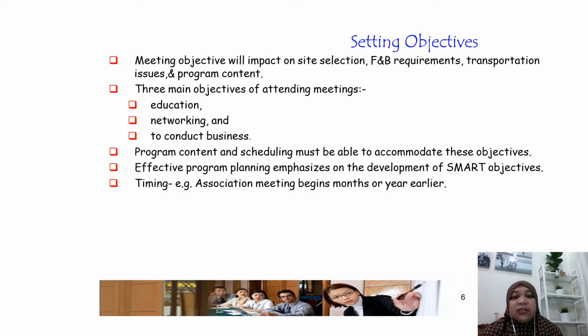Okay, so for example for time, for association meetings, begin months or a year earlier, so the timing is already there. So it means association meetings must be held at the beginning of the year, right. Usually every beginning of the year you have to attend meetings. There are so many meetings, right? If in campus, the associations that you join, there are many, like camp, Gema, all sorts. For hoteliers, usually it is at the beginning of the year or at the beginning of the semester.